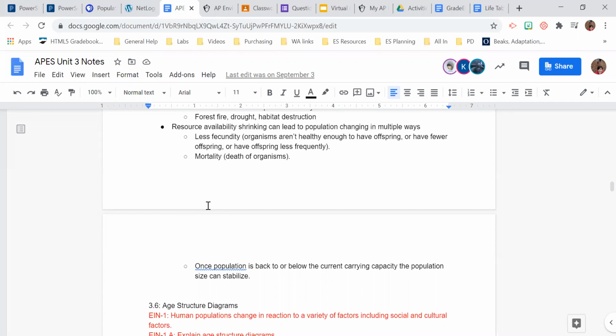So if organisms aren't very healthy because there's not sufficient resources, they will tend to have fewer offspring, or not have any offspring, or have offspring less often. So in a rabbit population where there's plenty of things for the rabbit to eat, it's going to have babies frequently and it's going to have large litters. If you have a rabbit that is very, very skinny because it can't get enough food, it may not be healthy enough to have a baby at all, or it might have a litter of only 1 or 2 individuals.